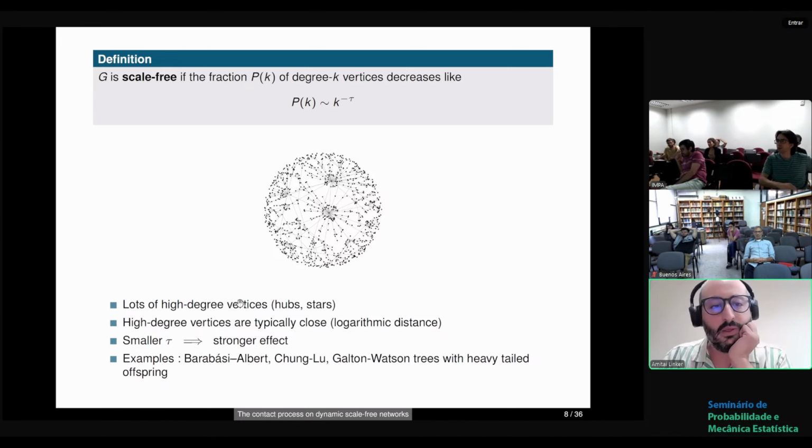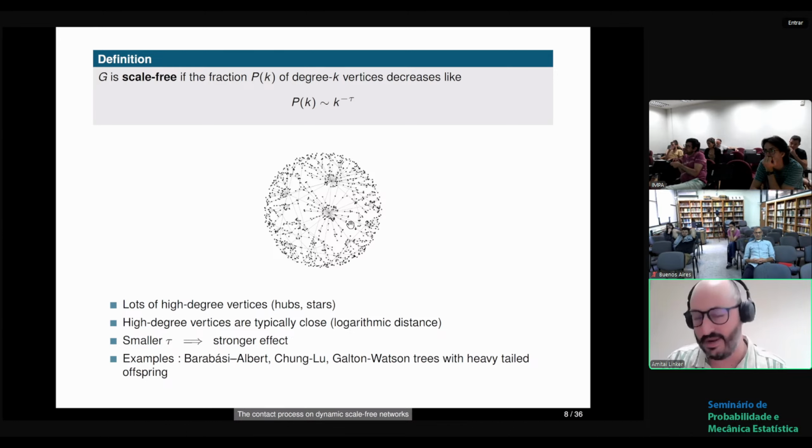And the smaller the value of tau, this tau is going to be very important, right? It's how heavy the tail is. The smaller the tau, the heavier the tail, and the stronger the effect of scale-freeness. So we're going to see bigger hubs and more frequently. With a larger tau, we are still going to see a lot of hubs, but not as many. Some examples of these scale-free networks are Barabasi-Albert networks, Chung-Lu, Galton-Watson trees with heavy tail offspring. There are many, many of them.